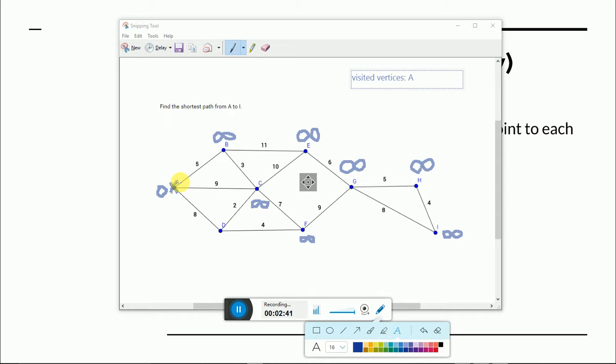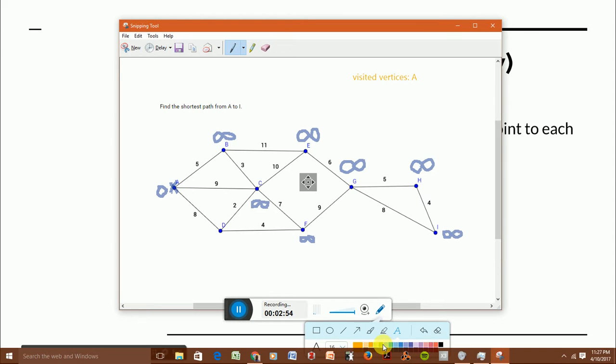Then from A, we need to calculate distances to the adjacent vertices from A. If we go from A to B, that distance turns into 5. Let me change the color real quick. That changes to 5. At C, it changes to 9. And then at D, it changes to 8. That's all we're going to do right now.